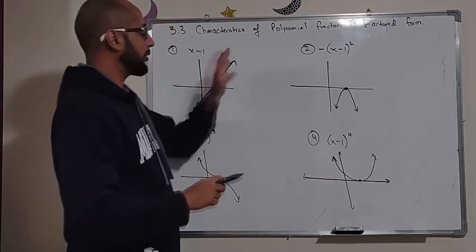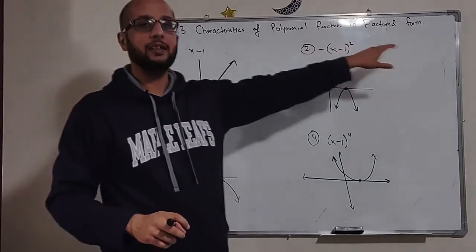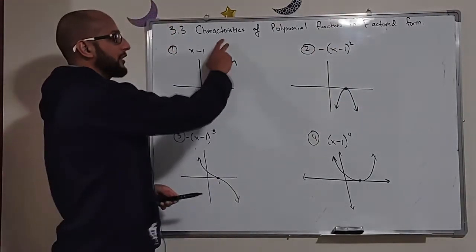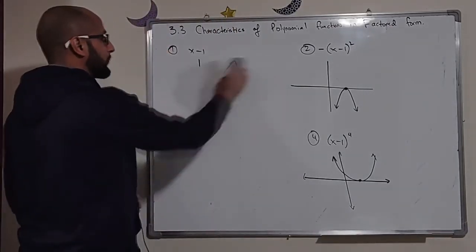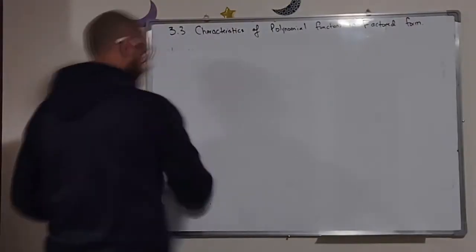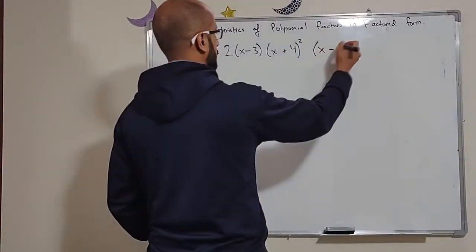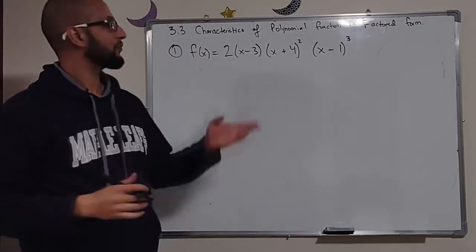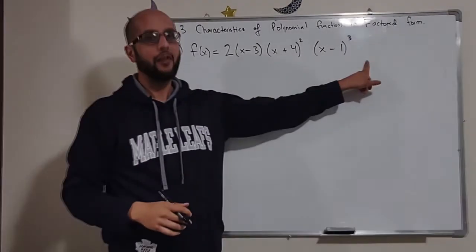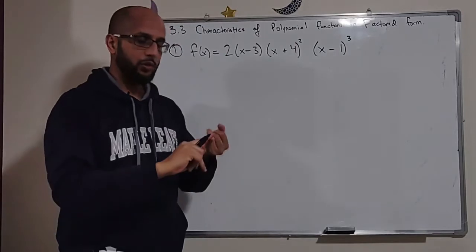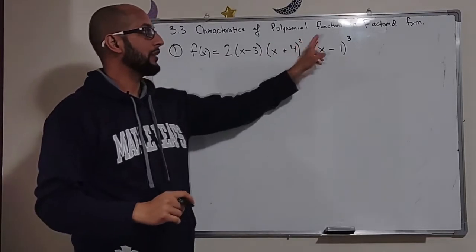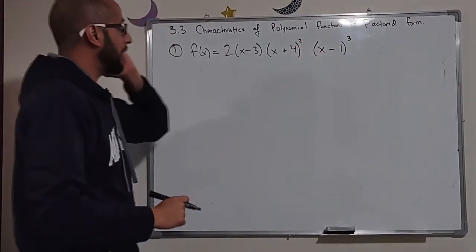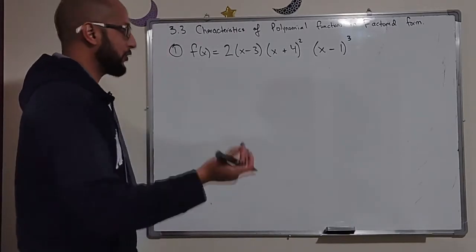What we're going to do now is combine all of these into one single graph, and see what characteristics we discover based off a function that is given to us in factored form. Okay, so what we're going to do now is graph this function using what we know about factored form, about behaviors at the x-intercept based off of the exponent that we just went over, and what else we learned in 3.1 and 3.2.